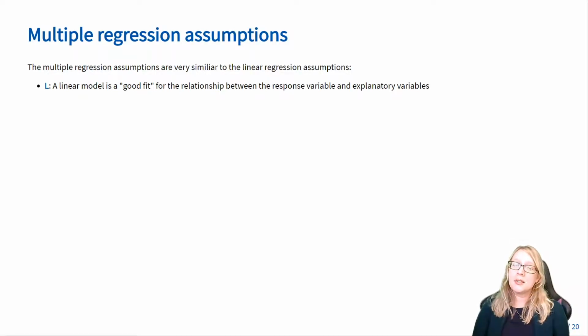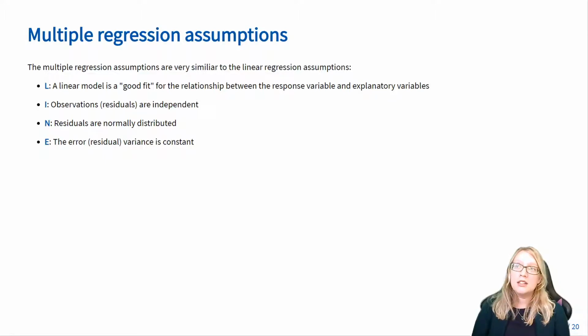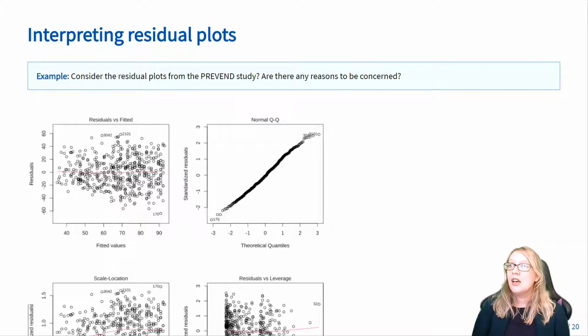These are very similar to the basic linear regression assumptions. We're still looking to see that our linear model is a good fit for a relationship between a response variable and an explanatory variable. For that assumption, we'd still like to see our observations be independent. That in turn leads to our residuals being independent. We'd also like to continue to see our residuals be normally distributed, and we would like that error variance to be constant. So let's take a look at an example for the residual plots from the PREVENT study.